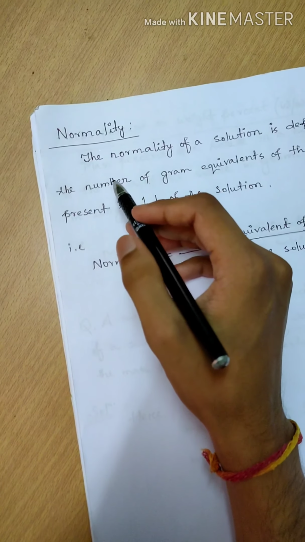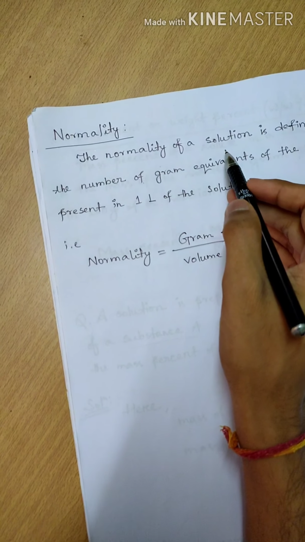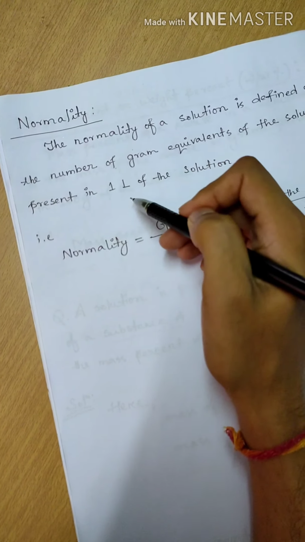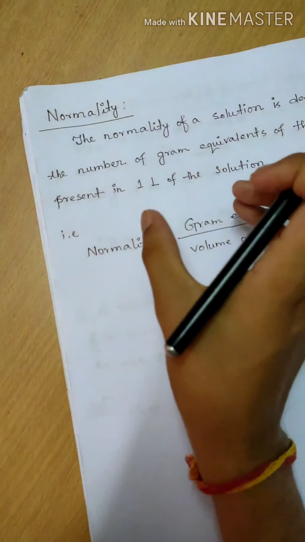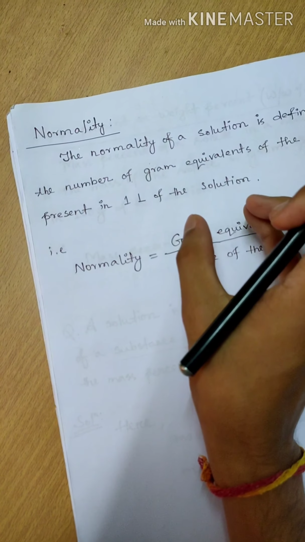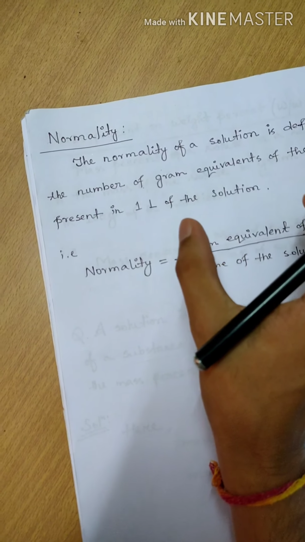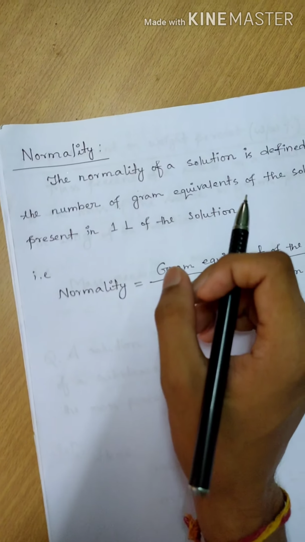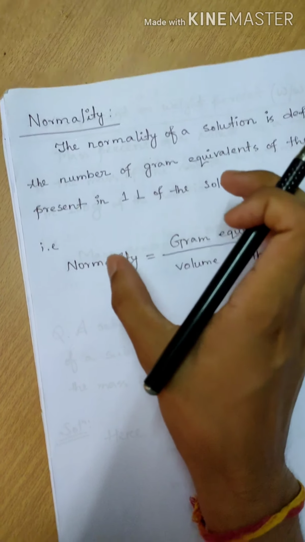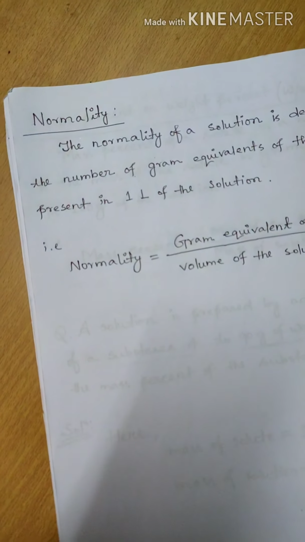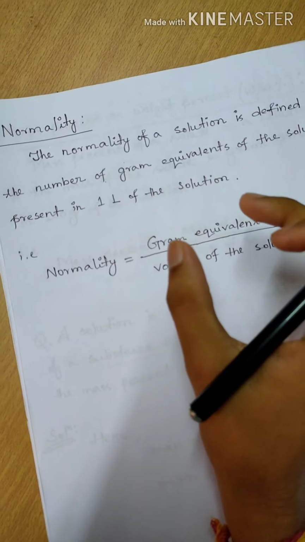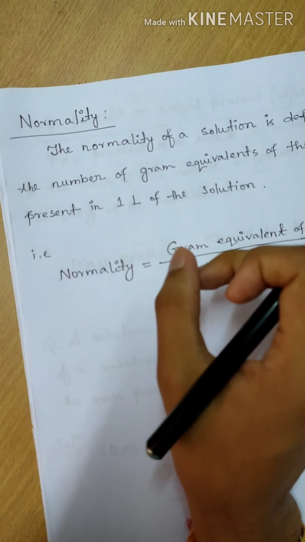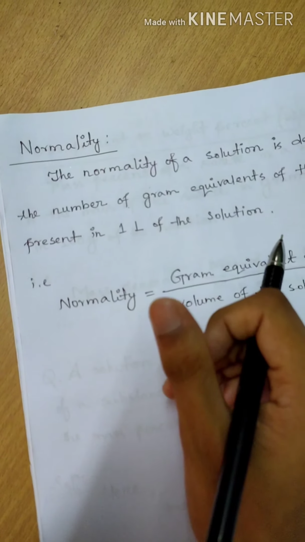Now see, normality. The normality of a solution is defined as the number of gram equivalents of the solute present in 1 liter of the solution. It means how many gram equivalents of the solute are present in 1 liter of solution, that will be the normality of the solution. If we take 1 liter of solution, then how many gram equivalents of the solute are present in it, that amount will be the normality of that solution.